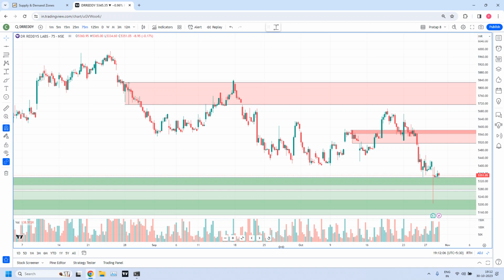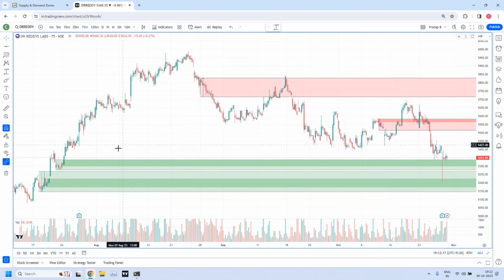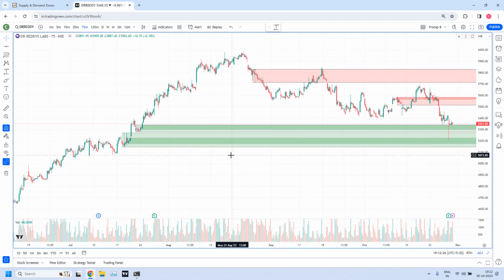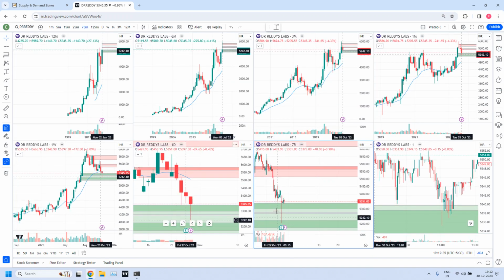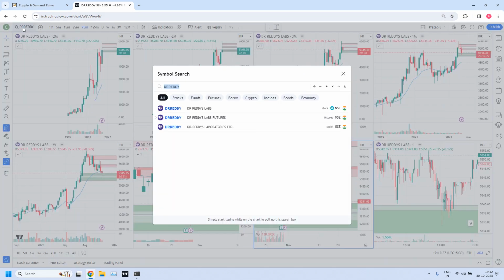The next one is Kotak Bank. To trade Kotak Bank, definitely one should have special skills. Of course, even Dr. Reddy also, if you are not aware of the LOTL concept, definitely you would not have taken this trade. You might have traded both these demand zones as separate demand zones. So let's look into Kotak Bank.